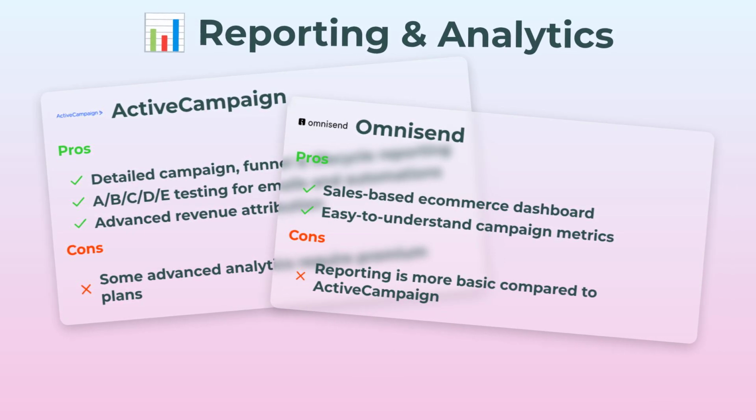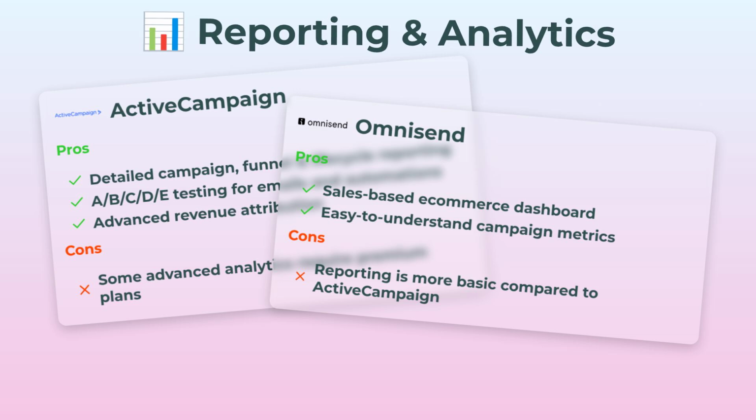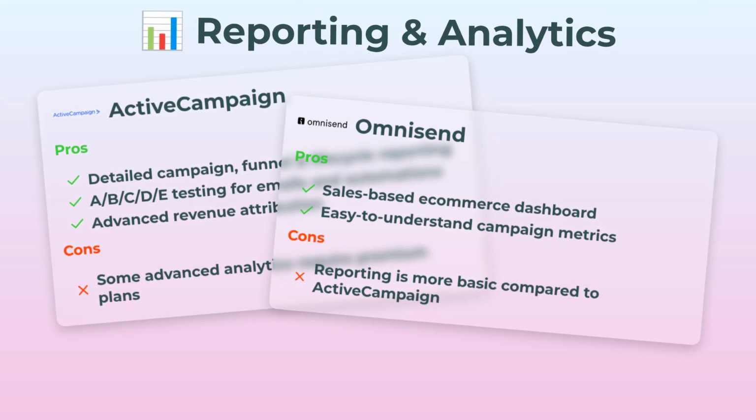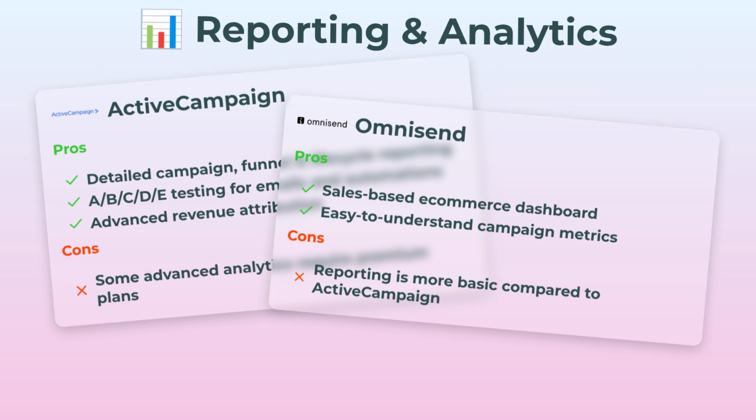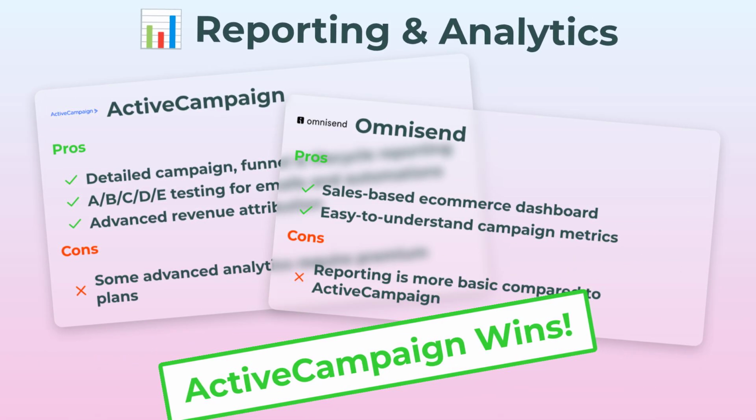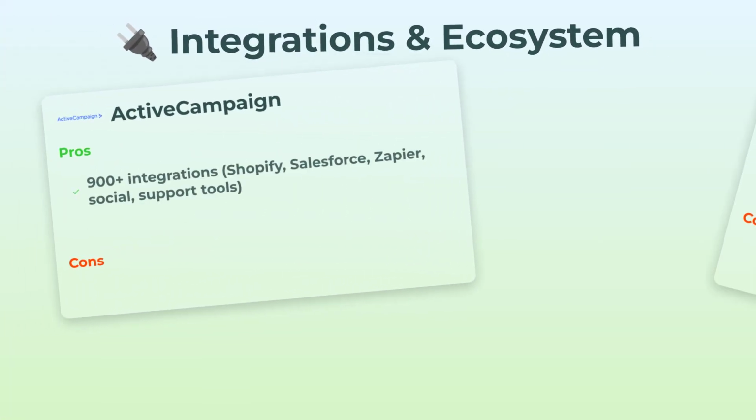reports cost extra. Omnisend's reporting is more streamlined for those sales-based metrics. If you just want a dashboard for orders and simple campaign stats, it delivers. But compared side by side, ActiveCampaign is just miles ahead. So, reporting winner, ActiveCampaign. On to integrations and ecosystem.